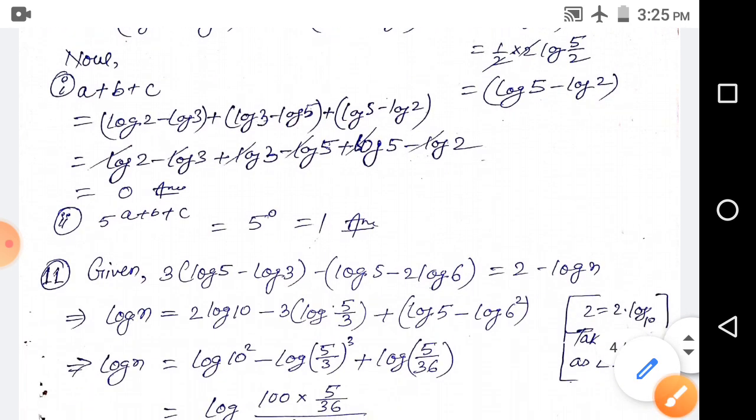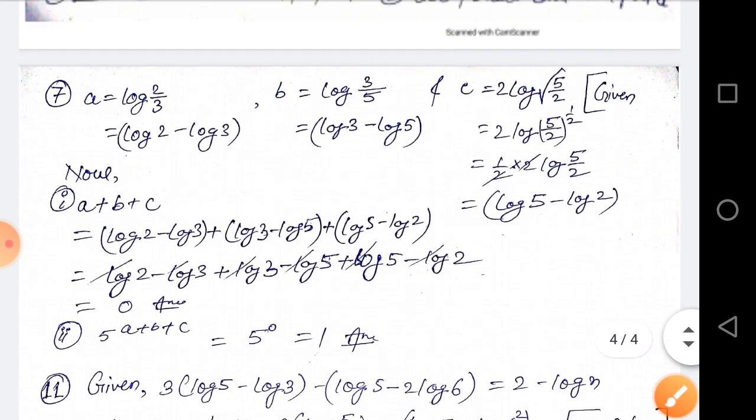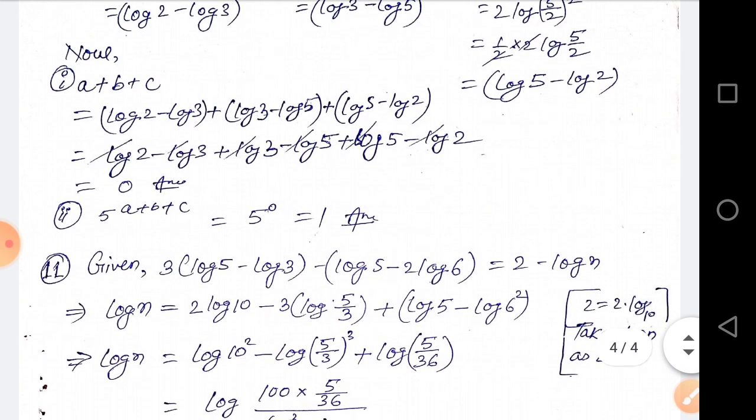See question number 11. After 7 I am solving question number 11 directly, because the questions in between those two you can easily solve, or if you face any problem, the solution of question number 11 will help to solve those.